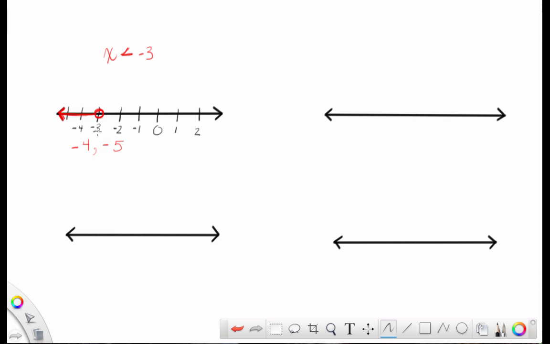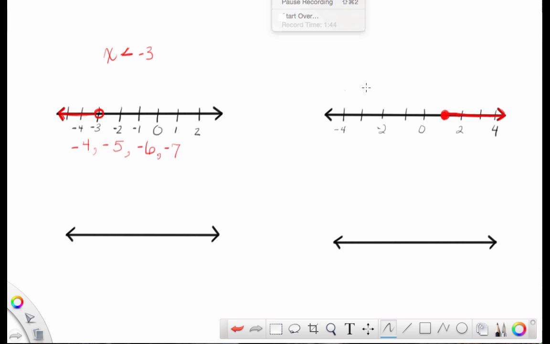Even though 4 and 5 are higher than 3, they have a greater distance from 0. So they're farther away from 0, so they are actually smaller. The farther left you go, the smaller the numbers get. So -4, -5, -6, -7, and so on. But -3 cannot be a solution because it has to be less than -3.